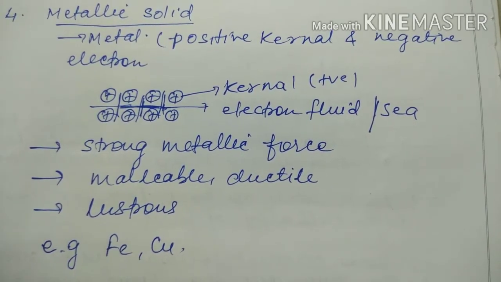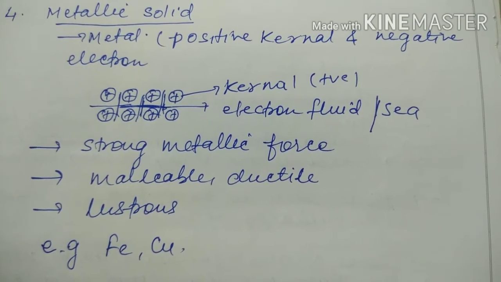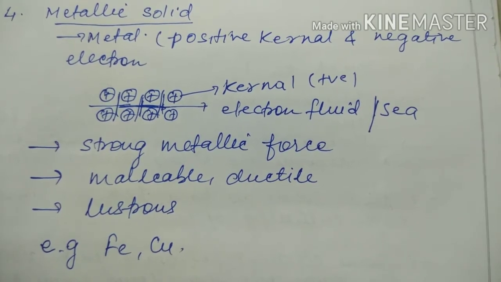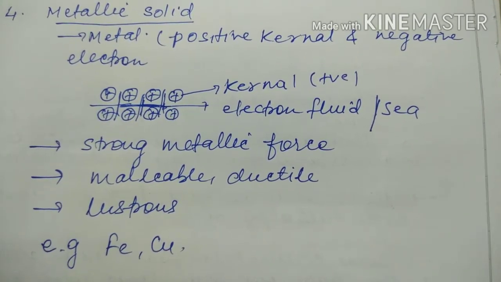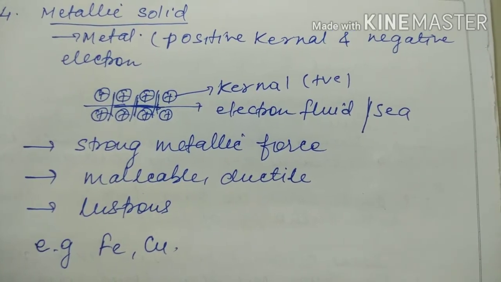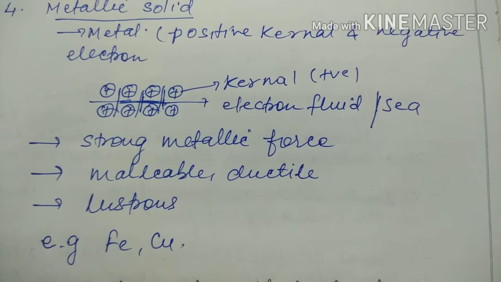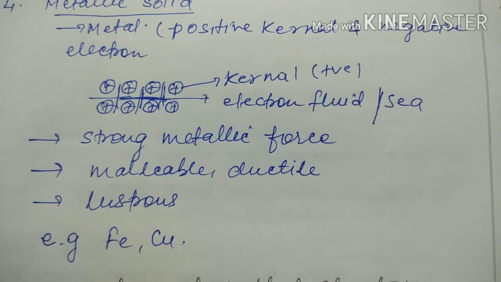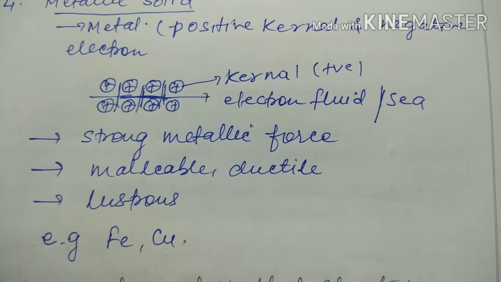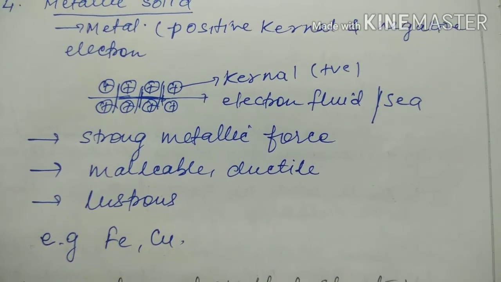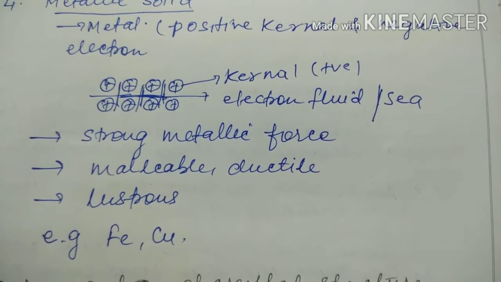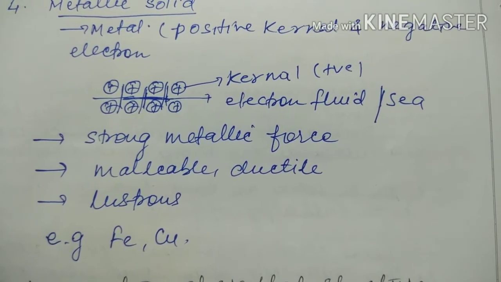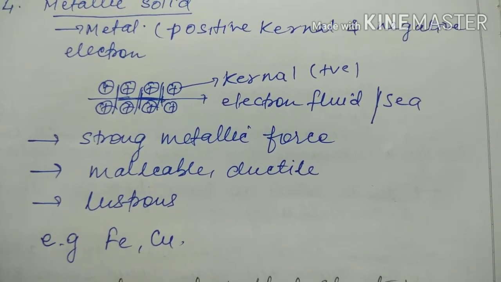Why? We know that they have electron fluid, and on hammering they change into a thin sheet, because the positive kernels easily flow over the electron fluid and are easily drawn into wire, so they have malleability and ductility. Now lustrous nature: lustrous means they shine due to the presence of a number of free electrons. They absorb energy and easily emit it, so they have a lustrous nature. Here I write only two examples of metals: iron and copper. This is the last type of solid.